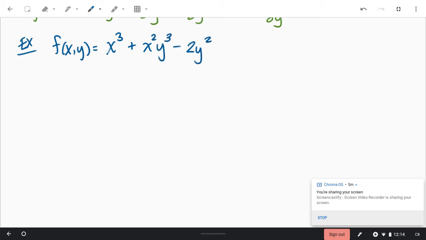Okay, so here's an example. If we have f of x y is x cubed plus x squared y cubed minus 2y squared, we might find our partial with respect to x.